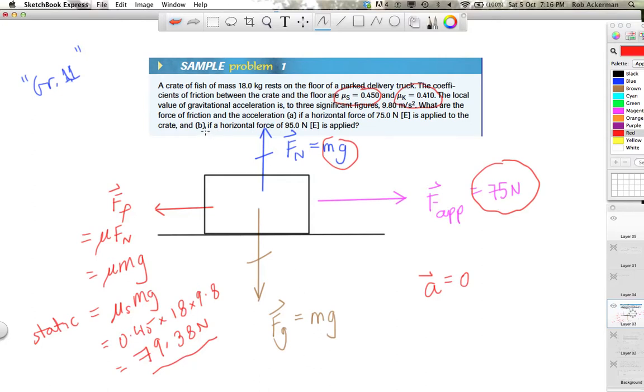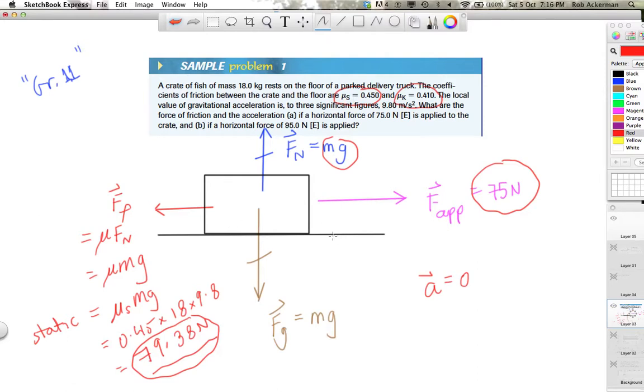Let's jump to part B. Now they say, suppose a horizontal force of 95 newtons is applied. So I'm going to leave you with this to follow along on your own. But if this gets increased to 95, I think you can clearly see we're easily going to overcome the 79.38 newton friction force, and now the object will begin sliding.